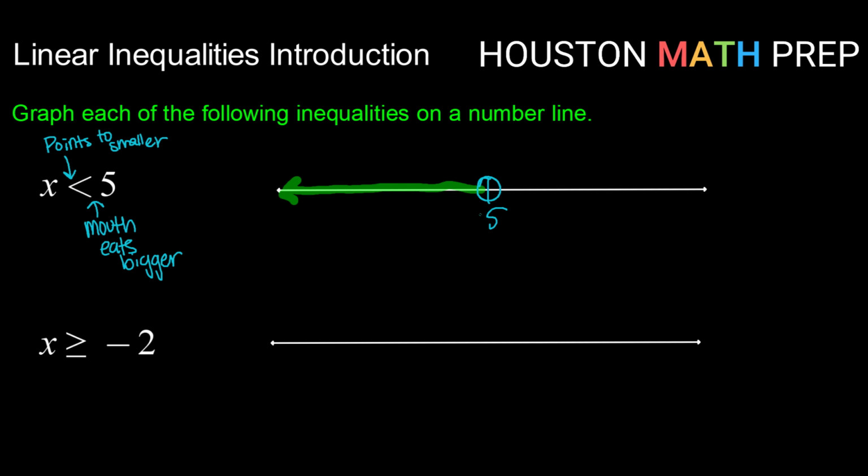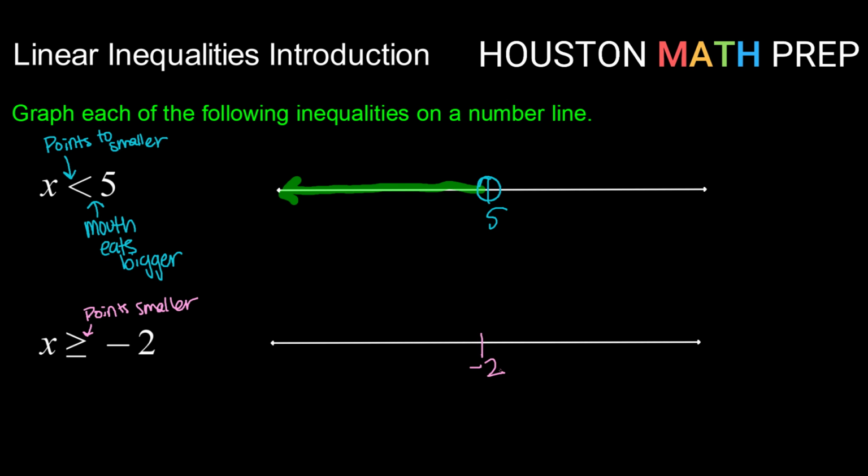All right, let's look at this next one. This one reads, let's see, if the point is pointing to -2, that means -2 is the smaller thing. So I would read this as x is greater than or equal to -2. Remember, the point points to smaller. So x is greater than or equal to -2.